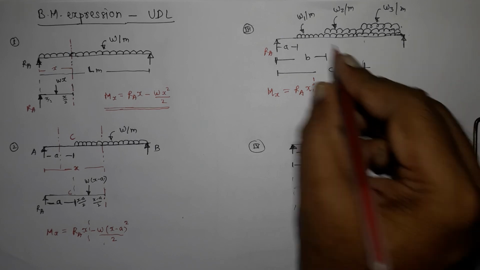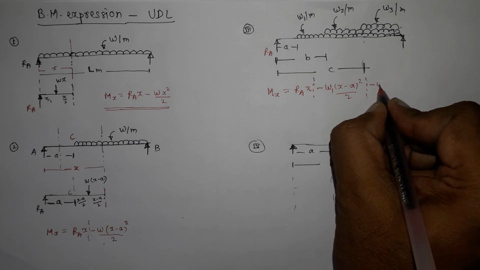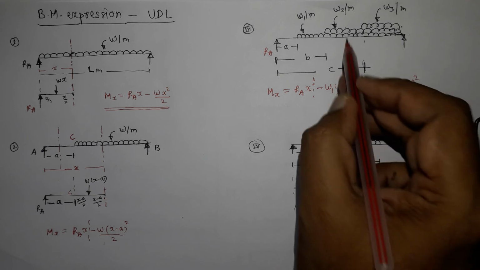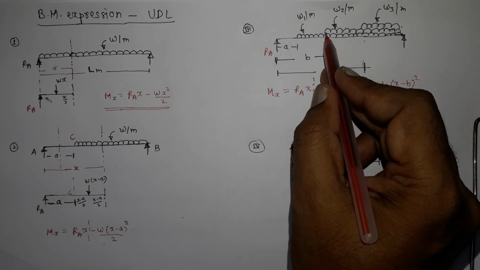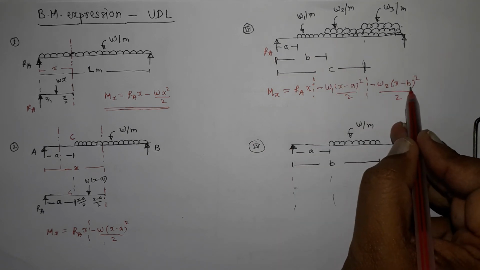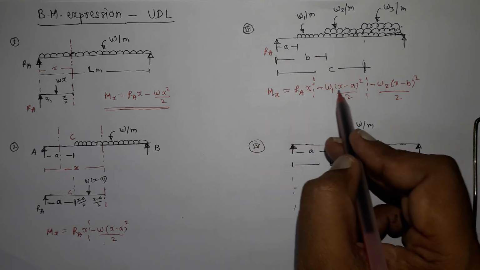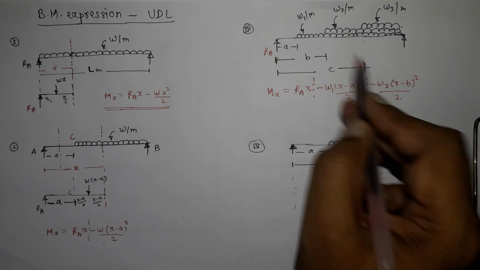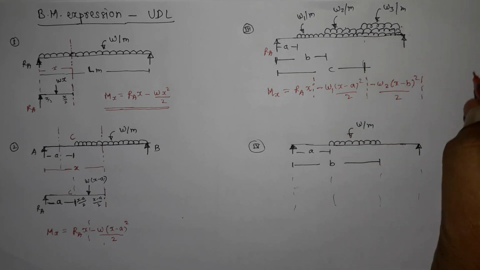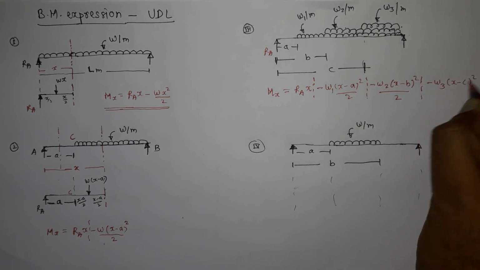Now I will have to go to the next subspan where the two UDLs are acting, and the equation will be minus W2 into X minus B square divided by 2. So W2 is the new UDL. Its starting point is this point, which is at a distance B from the left end, so I will have to deduct B from X. This UDL was starting from A, so it is X minus A square by 2. This is starting from B, X minus B square divided by 2. Now for the third, it will be minus W3 into X minus C square divided by 2.